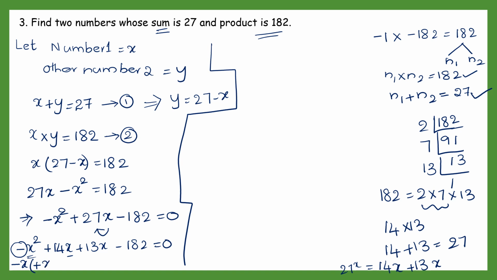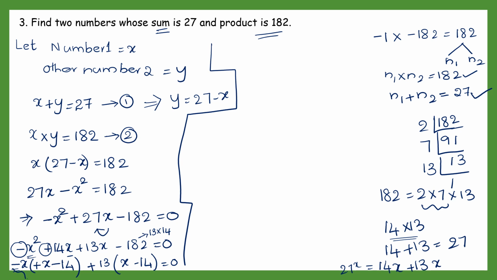x into x is x square. Next, here you have minus and this is plus. Minus into minus is plus. So we get minus here. x already came outside. In the second term, 14 is left. Then we already know 13 into 14 is 182. So 182 is 13 into 14. So you can take 13 as common. You will get x minus 14 is equal to 0.